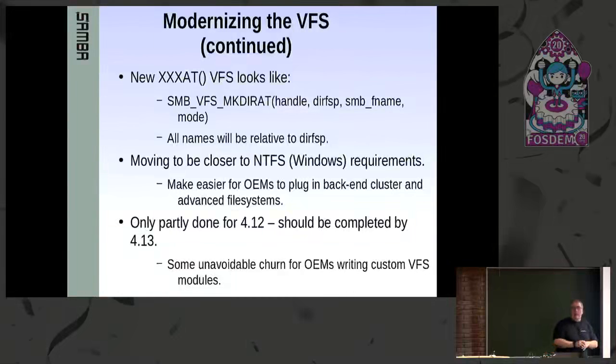So our new VFS looks like this: it was the old SMB VFS make dir, now it's SMB VFS make dir @. Instead of just passing in a standard integer file descriptor, we pass a pointer to one of our internal file open structures, which has a lot more stuff attached to it. And it makes the coding inside Samba a lot easier. All names passed in will become relative to the directory file pointer passed in. So that actually moves us a lot closer to NTFS Windows style requirements.